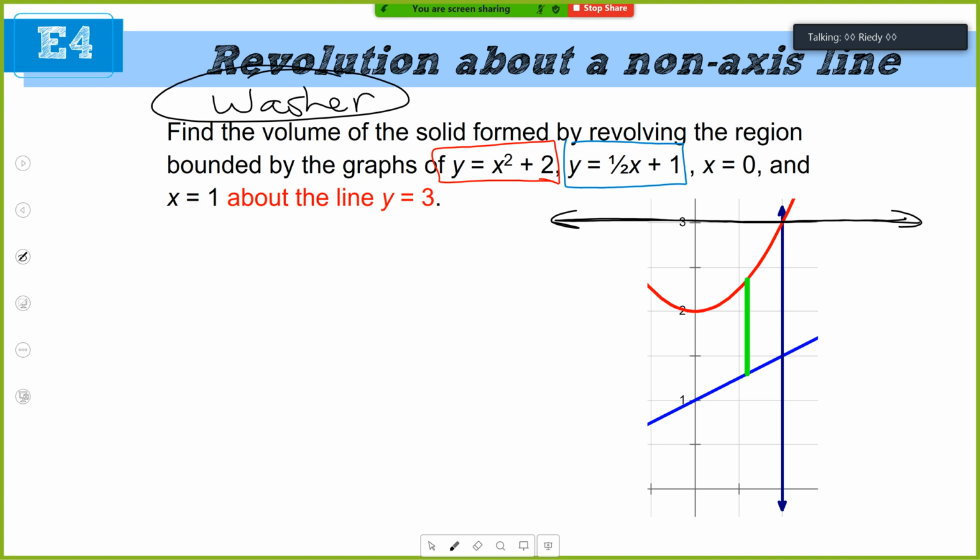And this problem complicates things for a couple of reasons. Number one, we're revolving around a non-axis. And number two, I put the axis above everything else. So for those of you that are visual learners, this distance is capital R. It's the farthest distance from my representative rectangle to the axis of revolution. This little distance is little r, the closest point from the axis of revolution to the representative rectangle.